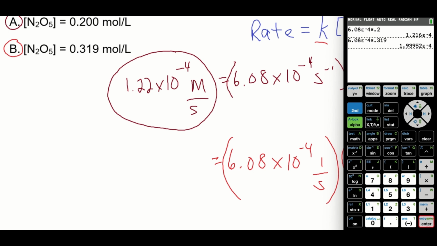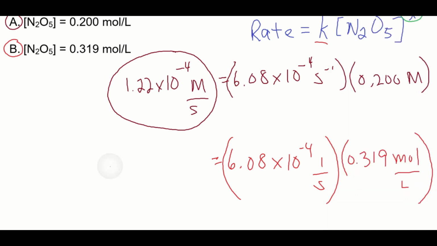So the rate is 1.94 times 10 to the negative 4 moles per liter seconds.